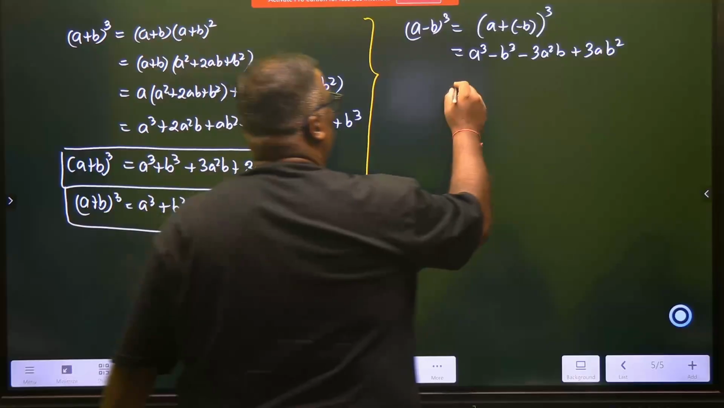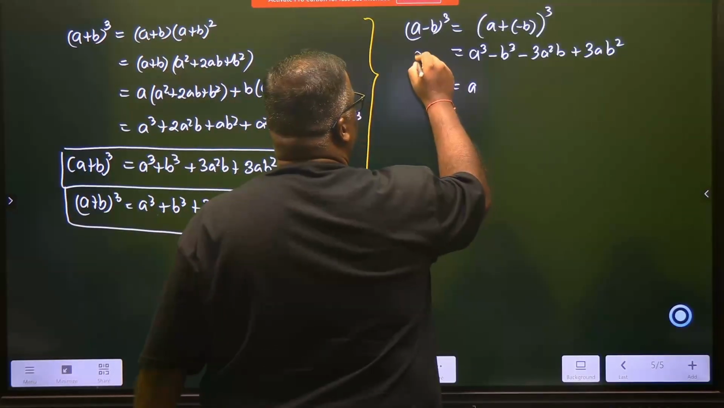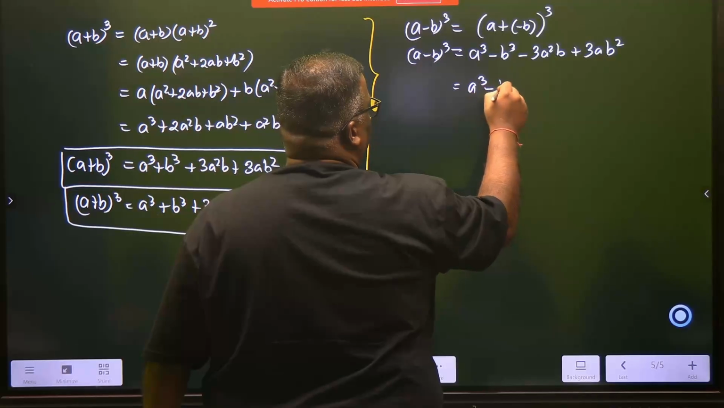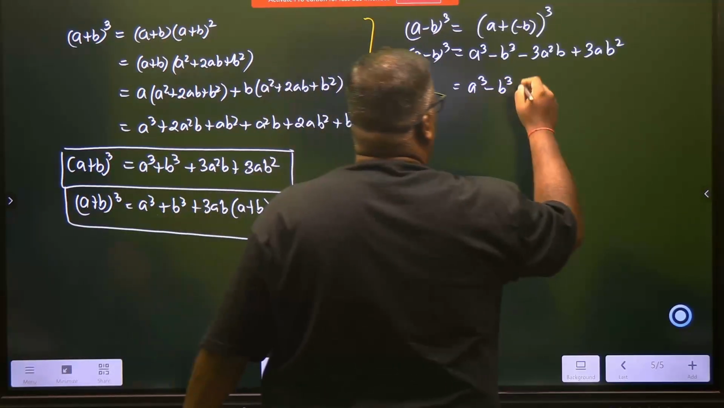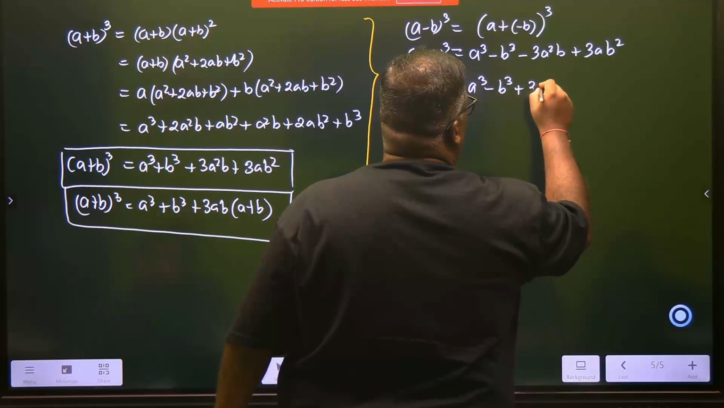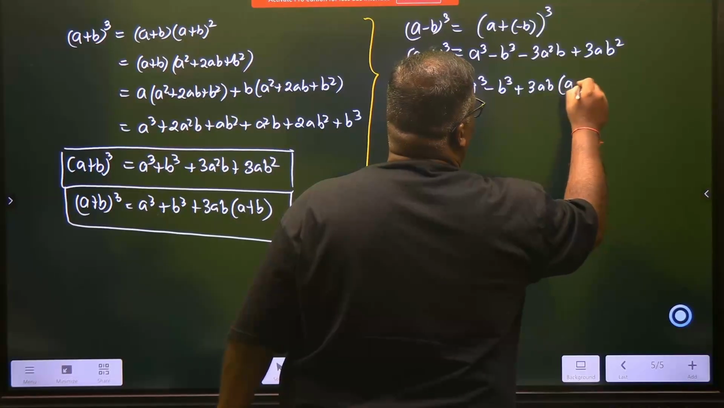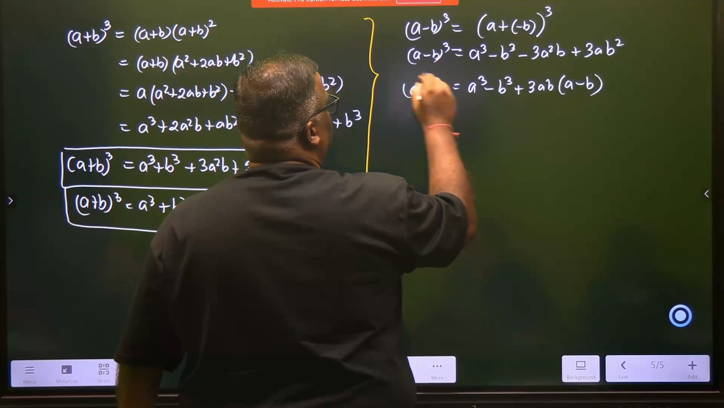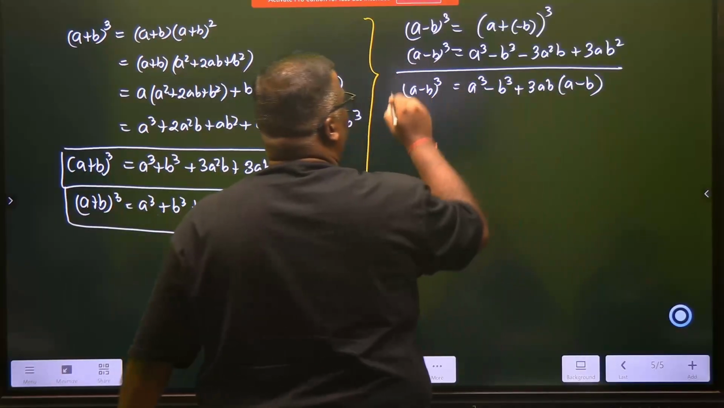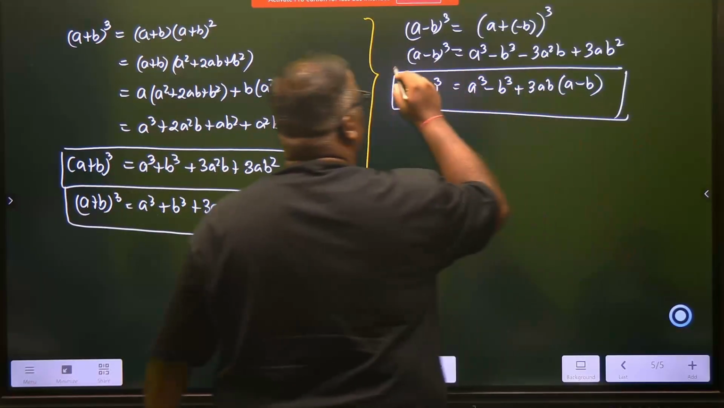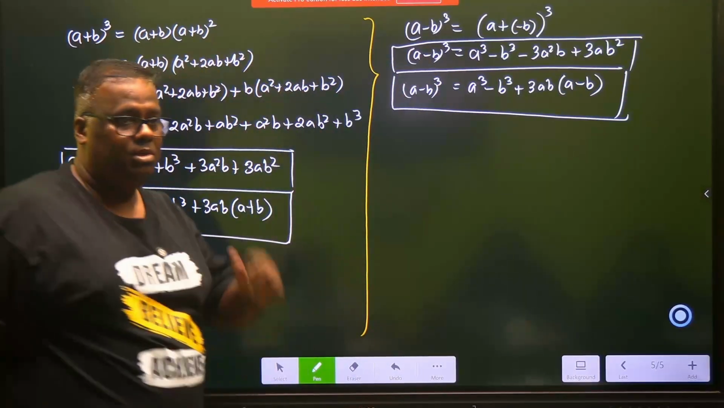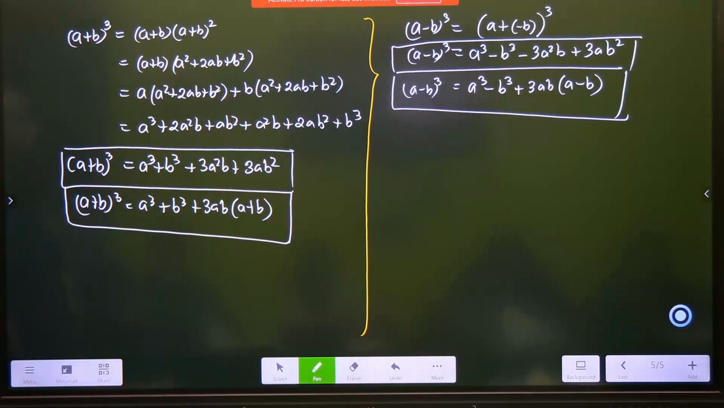This formula can also be written in short form as a minus b whole cube. This can also be written as a cube minus b cube, and if you take minus 3ab, then it becomes a minus b. This is all your formula. I would always say, remember it in the expanded manner, that helps you more. A cube minus b cube.